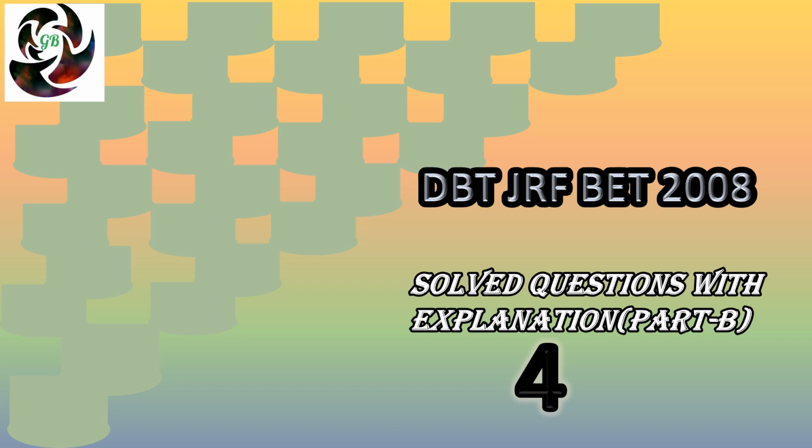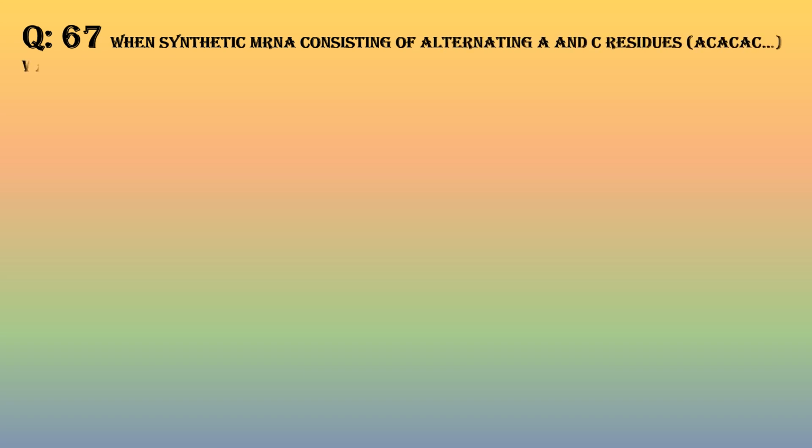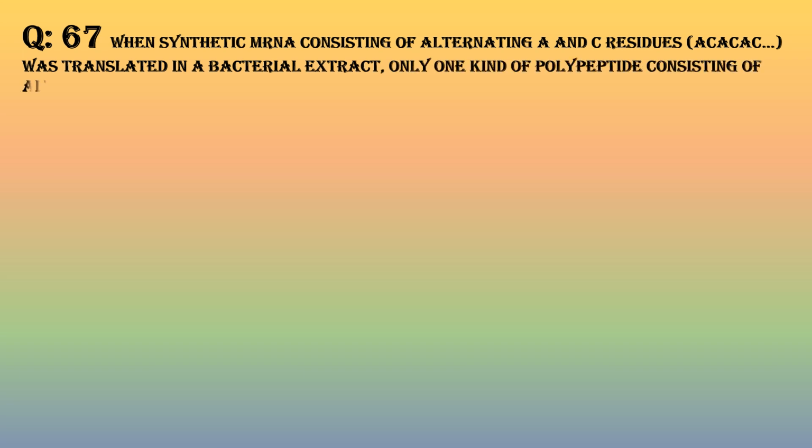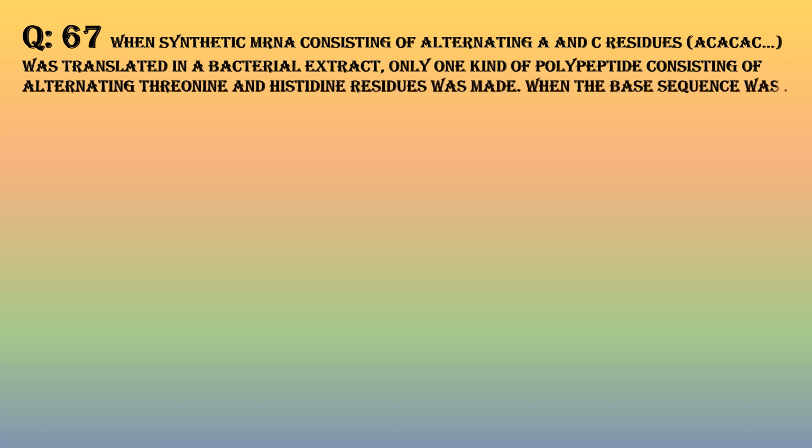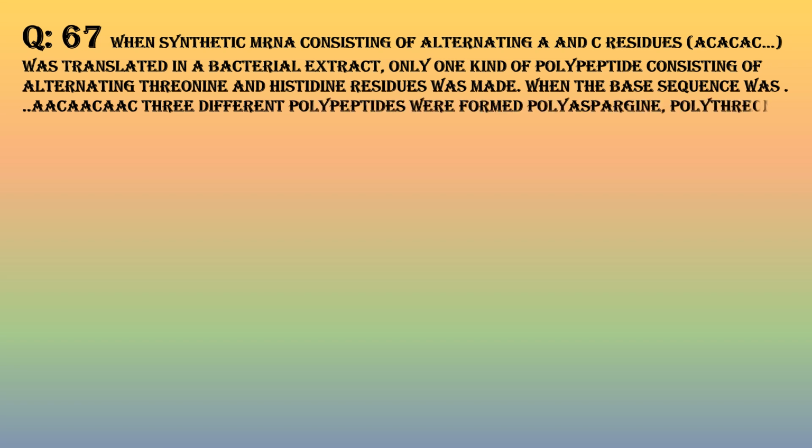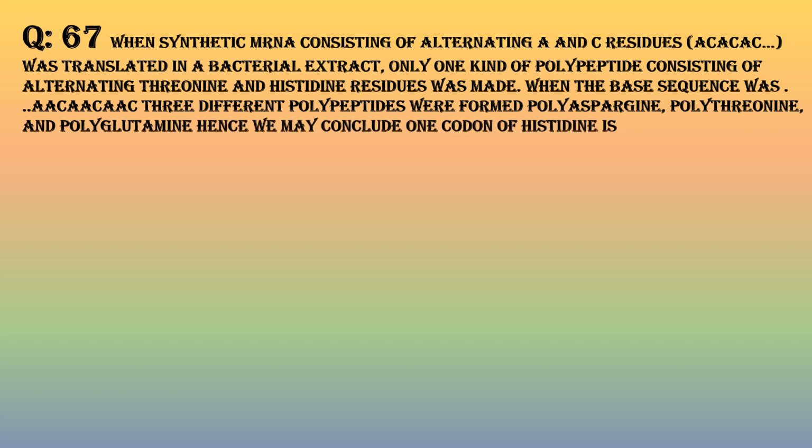In today's session, we're going to see the 2008 DBT question paper, Part B, Section 4. Question number 67. When synthetic mRNA consisting of alternating A and C residues was translated in a bacterial extract, only one kind of polypeptide consisting of alternating threonine and histidine is formed. When the base sequence was changed, like adding one A at the front, three different polypeptides were formed: polyasparagine, polythreonine, and polyglutamine. Hence, we may conclude one codon of histidine is, and the options are these.